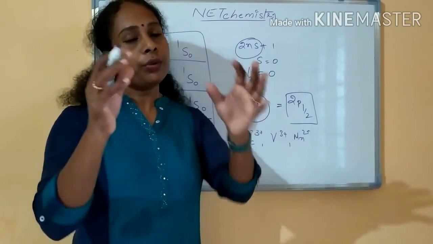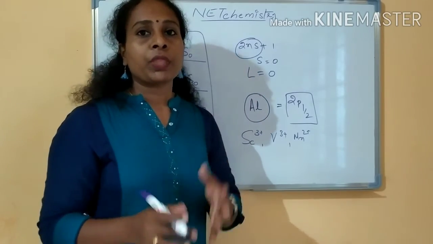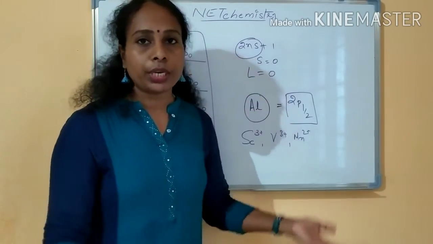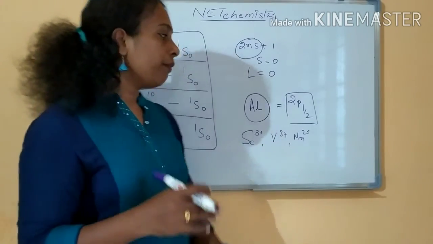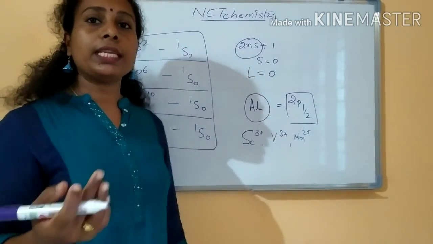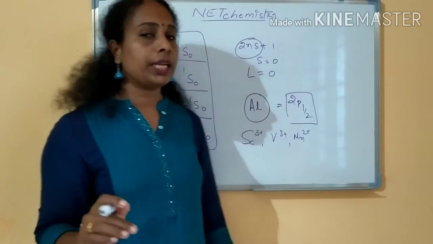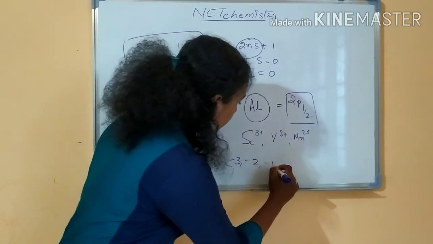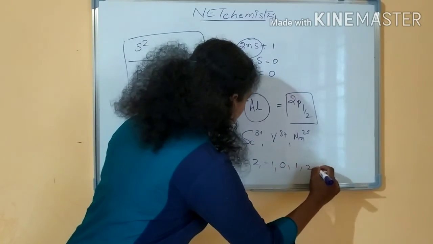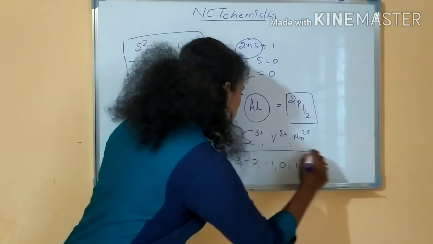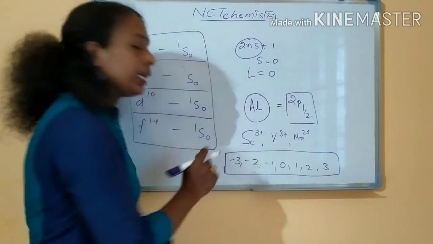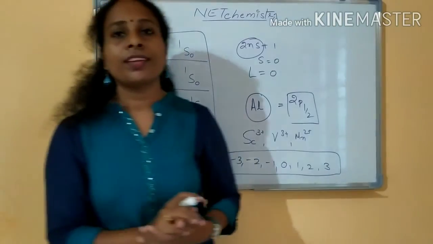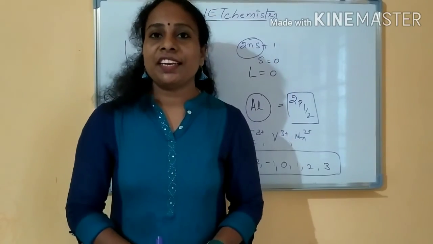Likewise, you take one by one atoms, d orbitals and all the p electrons, and f electrons also you can find out. For f electrons, when you are calculating, you have to take minus 3 to plus 3: minus 3, minus 2, minus 1, 0, 1, 2 and 3. For f electrons, L values you have to take like this and calculate. Clear for you? Hope you understand it well.